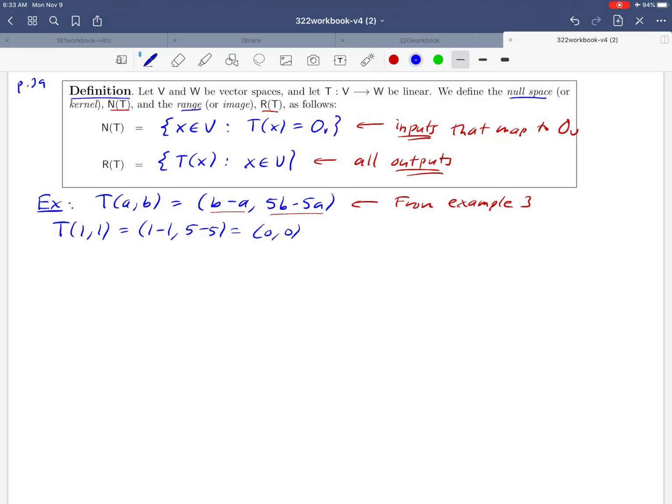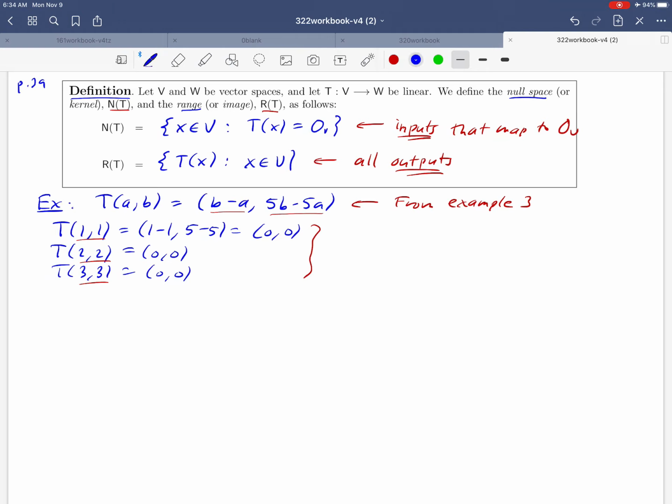Okay, can you think of any other vectors that we could substitute in that would give us 0 out? Well, really, anything where the a and the b are the same. T(2, 2) would also be (0, 0). T(3, 3), same thing. And so what that says is that those three vectors that we substituted in, here, here, and here, those are in the null space because we substituted those in and we got the 0 vector out.